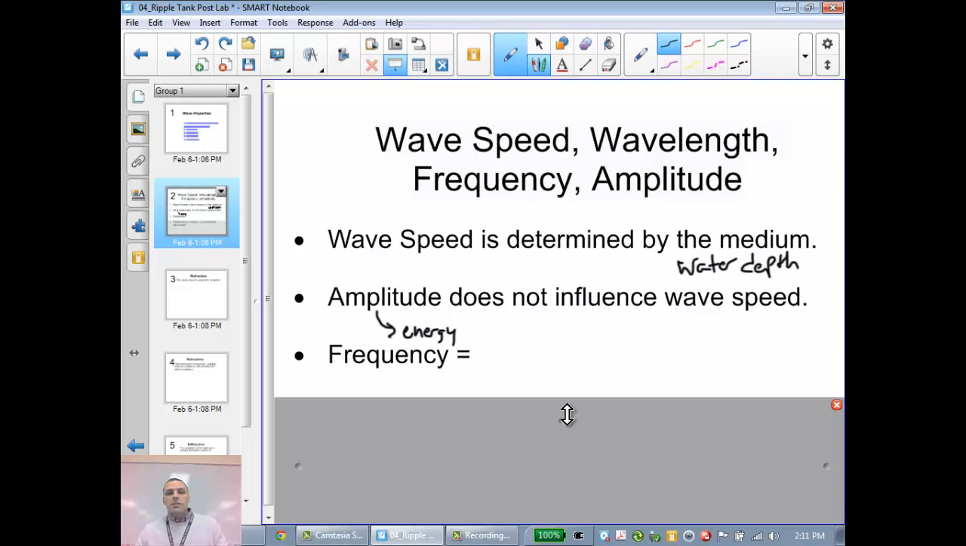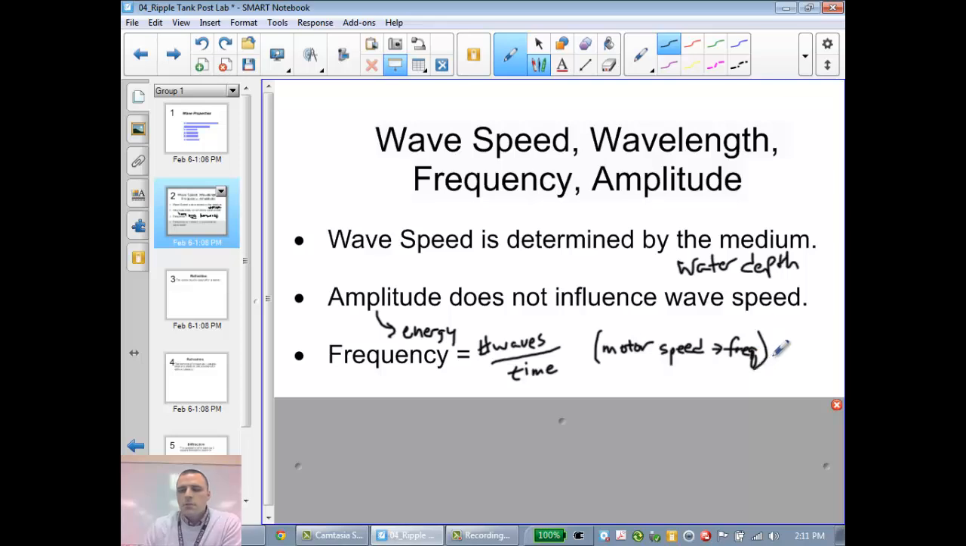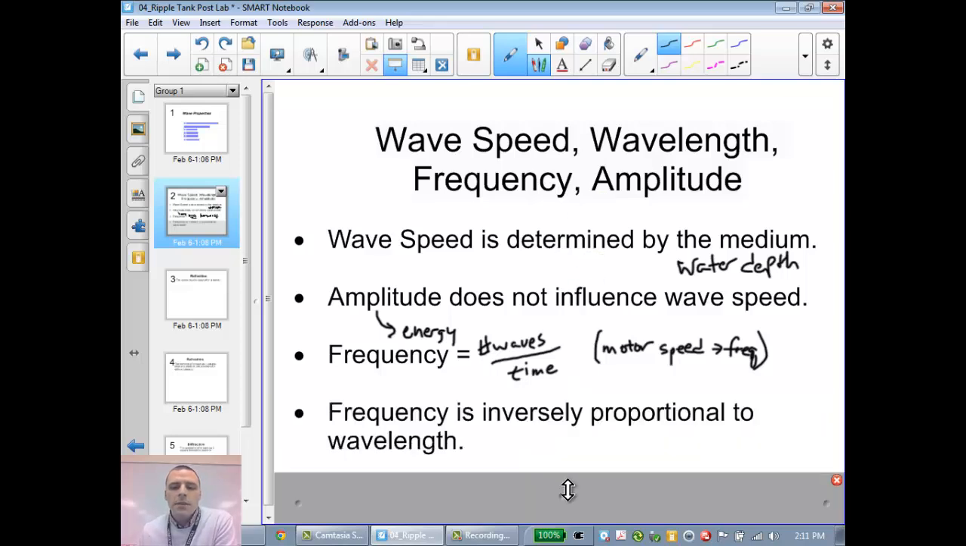One of the things you can change is the frequency, and the frequency is just the number of waves that you make in a given amount of time. The way that you control the frequency is by changing the motor speed. Making the motor go faster means that you'll get more waves, and as a result, if you make more waves, one thing that you'll decrease is the wavelength, because frequency is inversely proportional to wavelength.